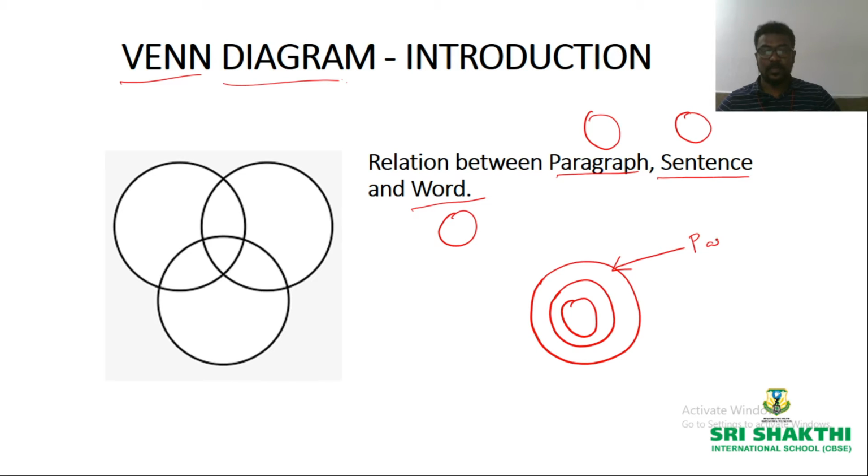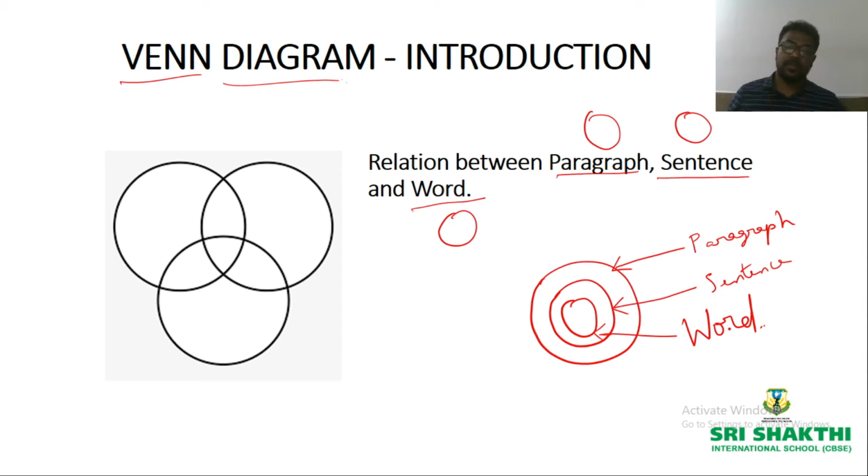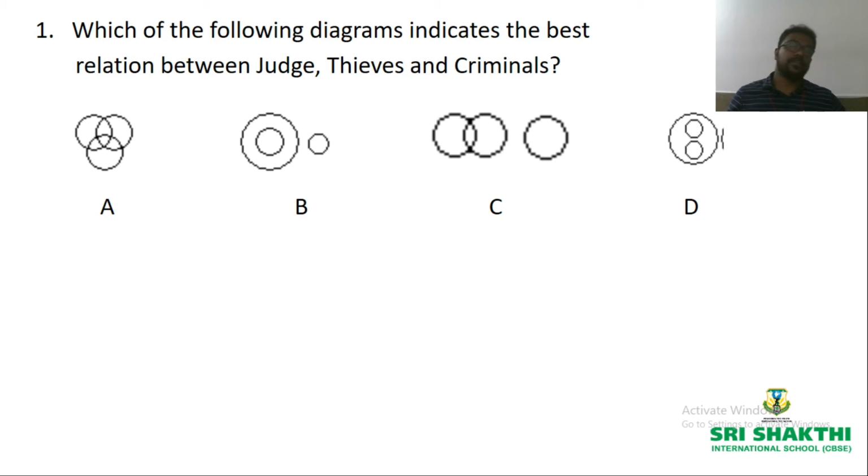This outer circle represents paragraph, and the second circle represents sentence, and the third one represents word. So I hope you got clarity, and you will be more clear when we solve the questions. Let's get into the first question.